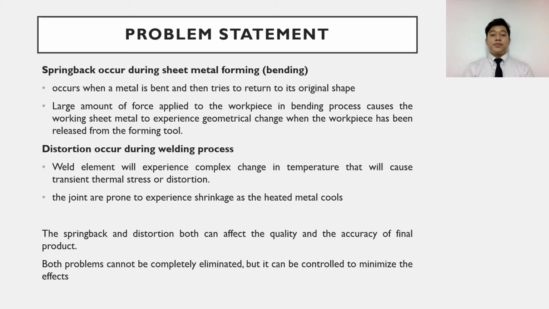For the distortion during the welding process, the weld element will experience a complex change in temperature that will cause transient thermal stress or distortion, and the joint is prone to experience shrinkage as the heated metal cools over time. The spring back and distortion both can affect the quality and the accuracy of the final end product. Both of these problems cannot be completely eliminated as they are a natural occurrence, but they can be controlled and the effect minimized.